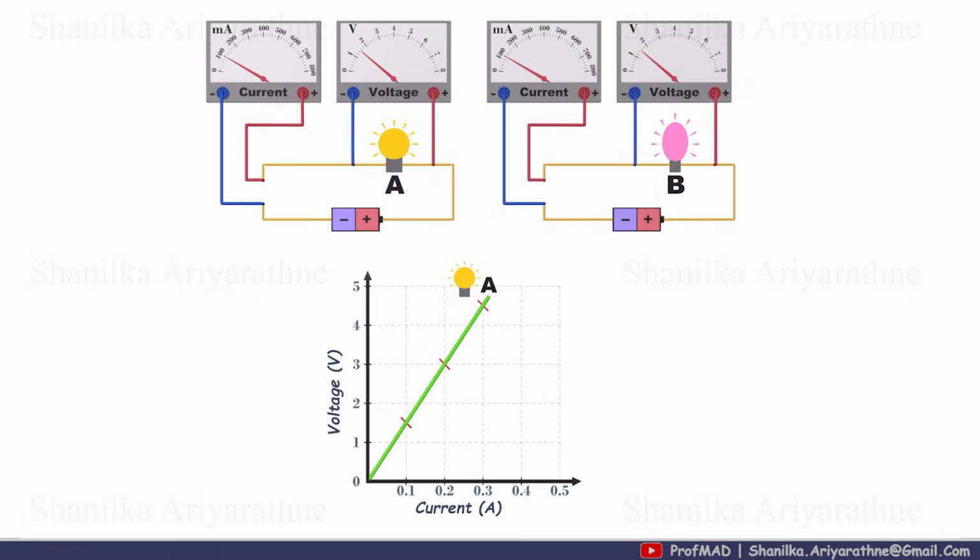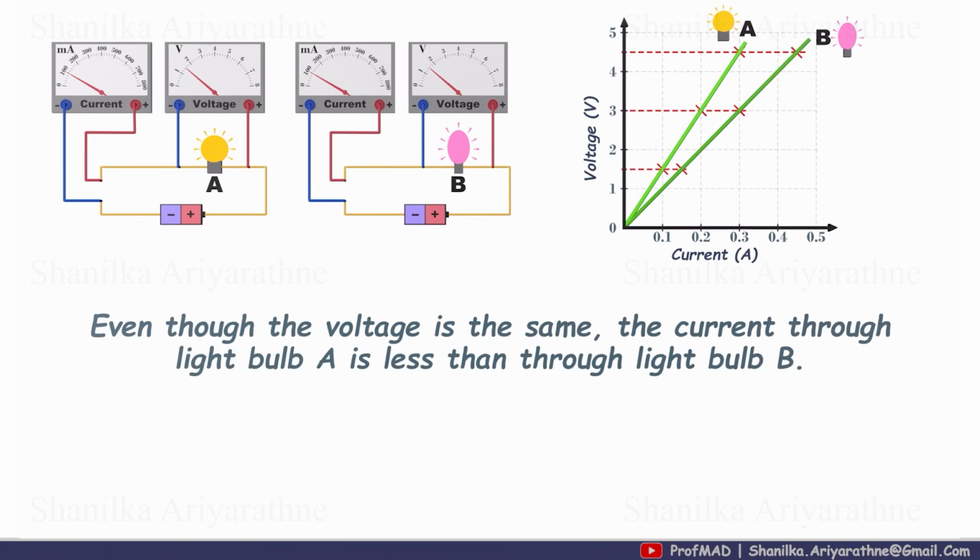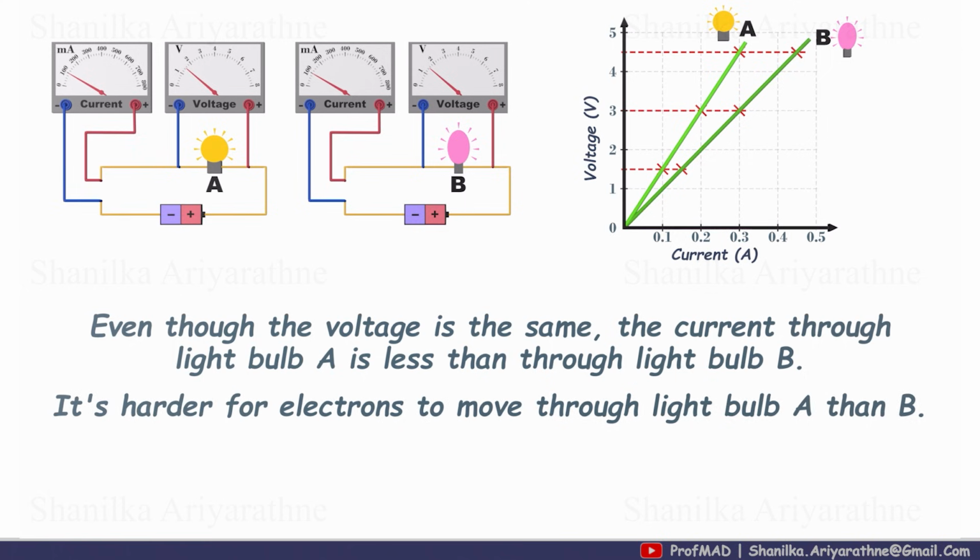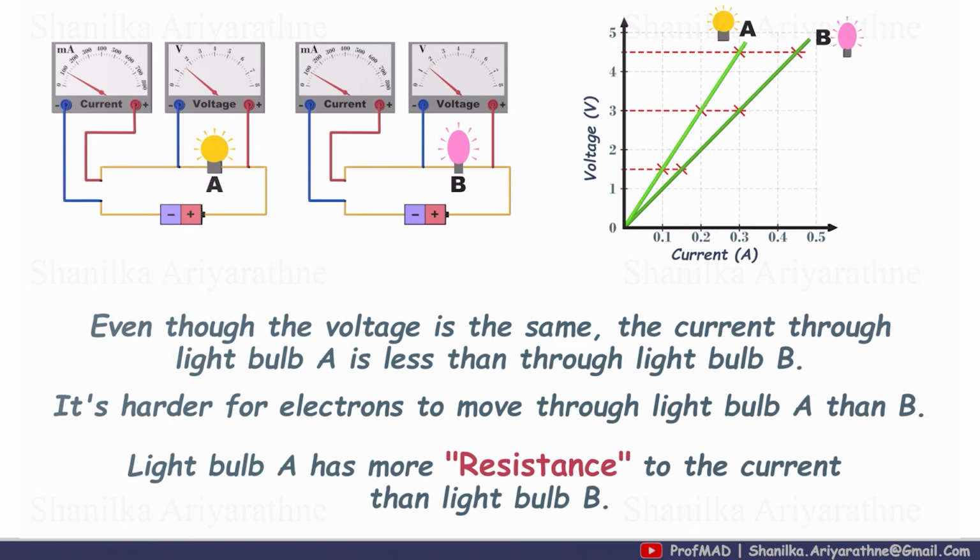Now, let's compare two simple circuits. They're almost identical. The only difference is the type of light bulb we're using. If we repeat the same experiment with both circuits, here's what we find. Even though the voltage is the same, the current flowing through light bulb A is lower than the current through light bulb B. So what does that tell us? It means it's harder for electrons to move through bulb A than through bulb B. In other words, light bulb A offers more resistance to the flow of current than light bulb B.